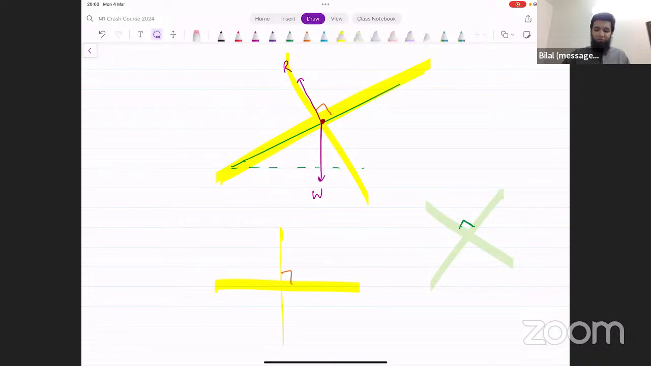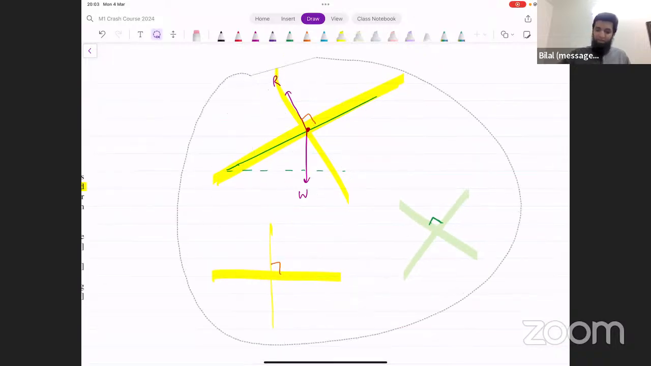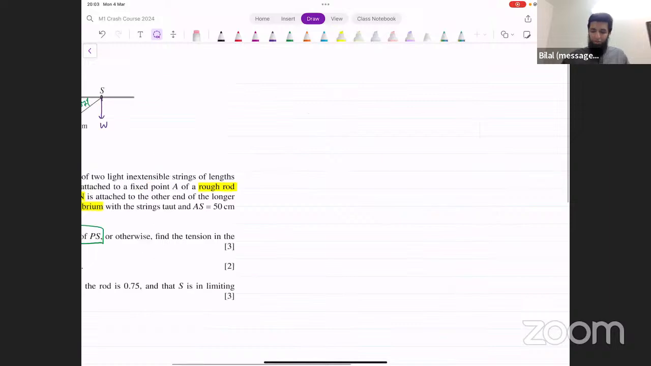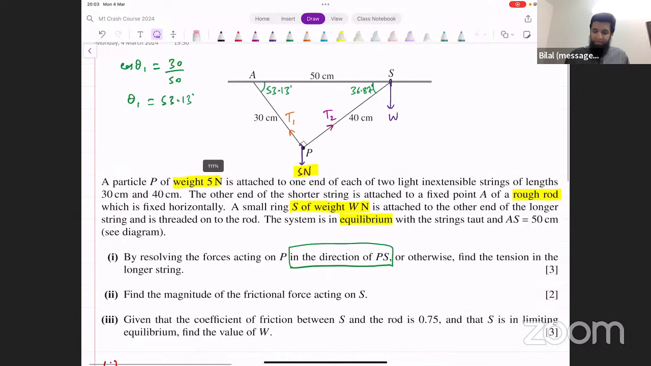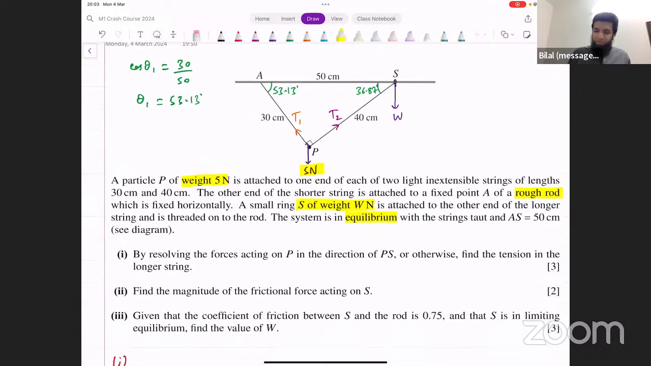Now what they have done in this question is, they have asked us to resolve the forces in the direction of PS. What's the direction PS? Direction PS is this. So they are suggesting that you might find it helpful to resolve forces in the direction of PS. That means one component in the direction of PS and the other would be perpendicular to that. That's in this direction.